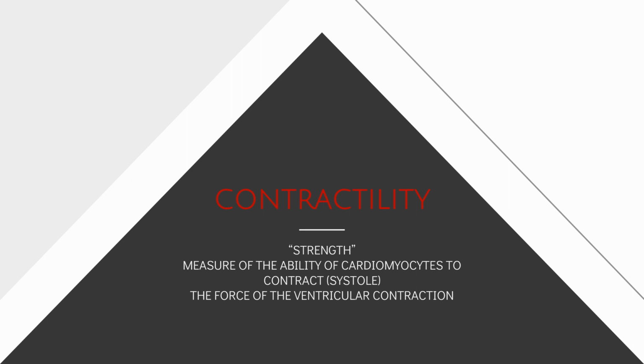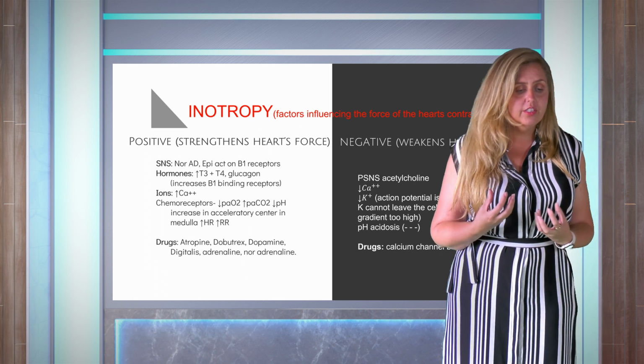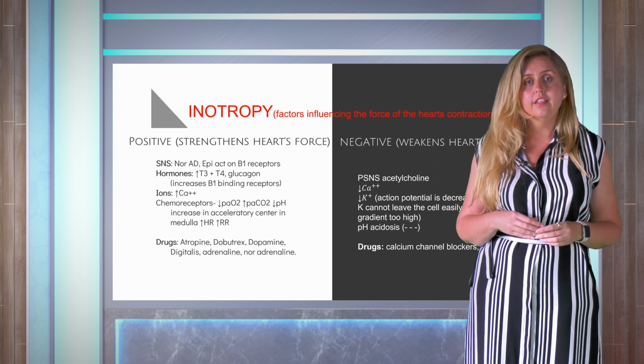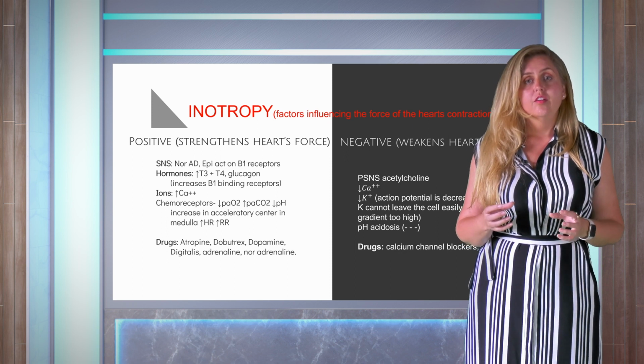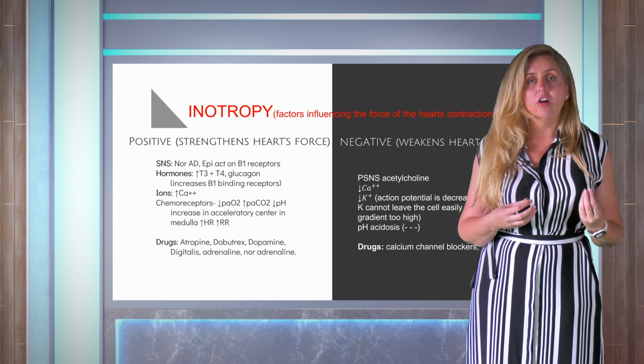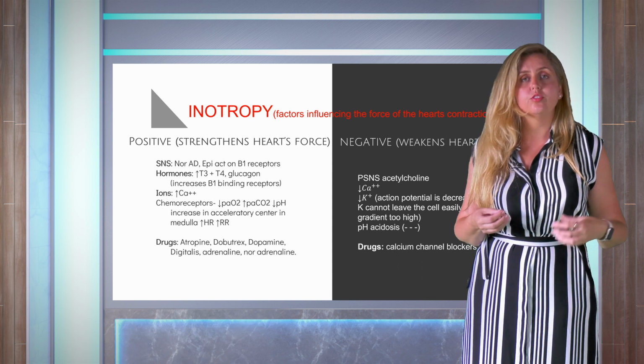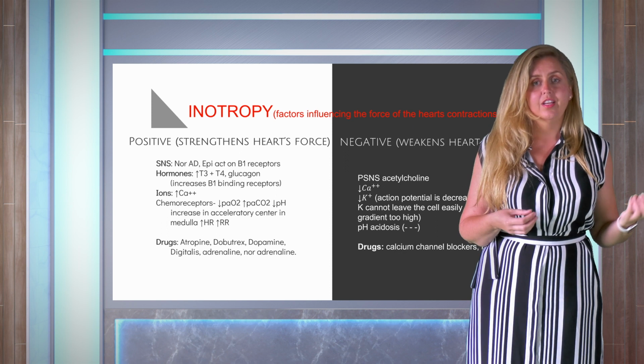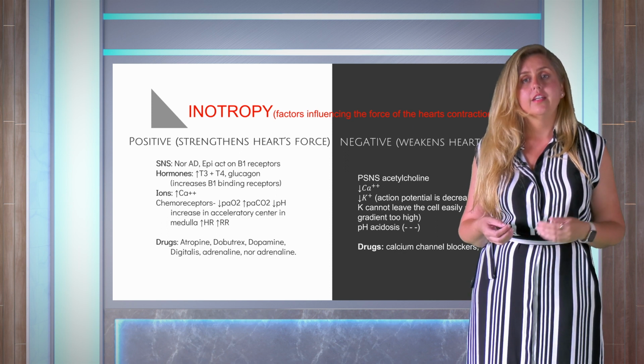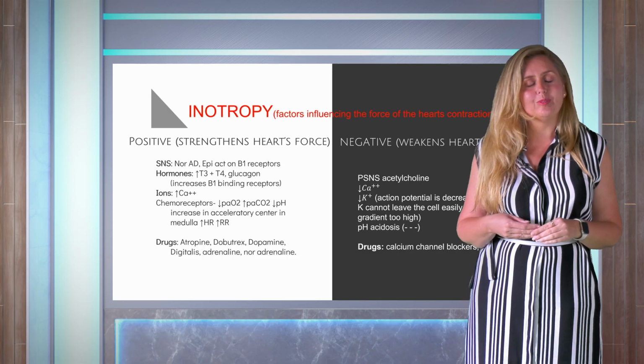Okay, let's move on to the second factor, which is contractility. We said contractility is the strength. It's the ability of the cardiomyocytes to contract. It's the systole of the ventricles, the force of ventricular contraction. And the term that we are going to use to talk about contractility is inotropy, factors influencing the force of our heart's contractions. If we say something is a positive inotrope, it strengthens the heart's force. If it's a negative inotrope, it weakens the heart's force.